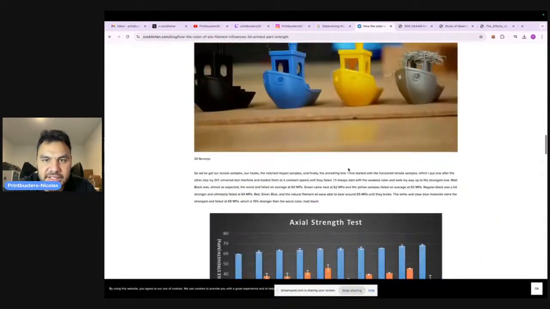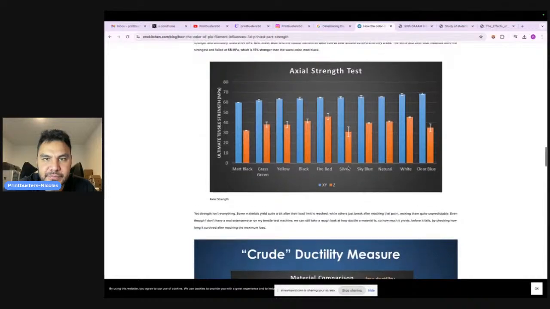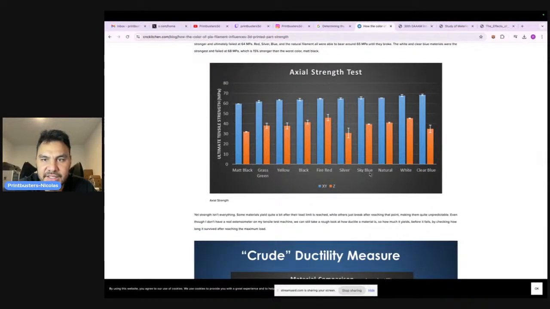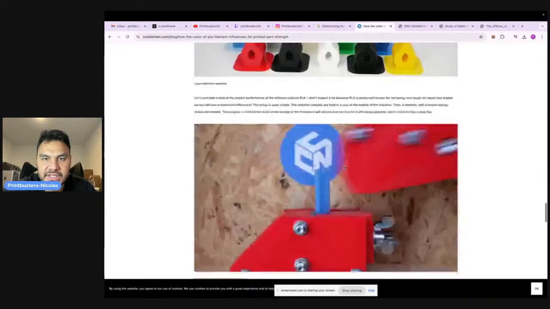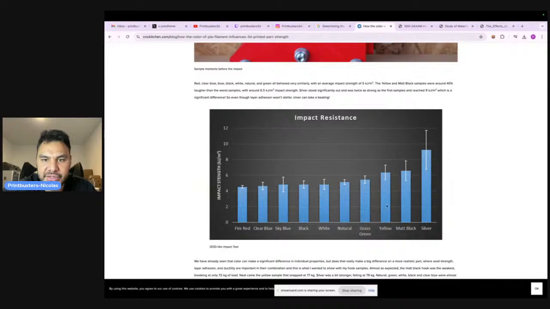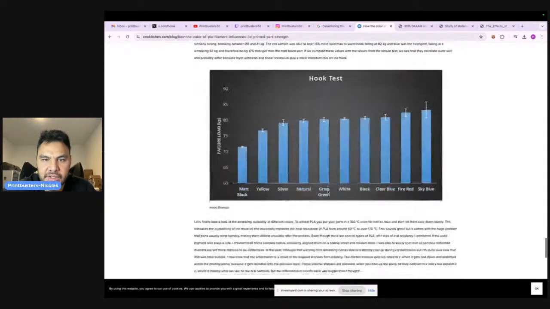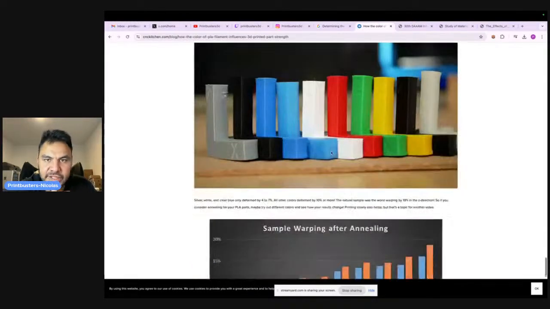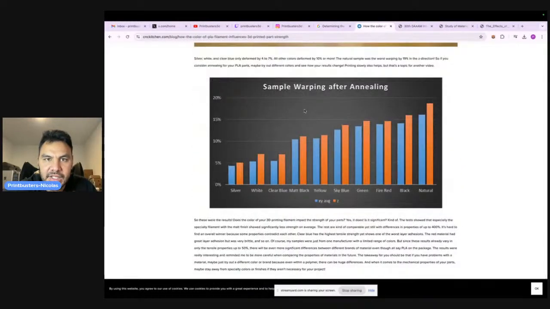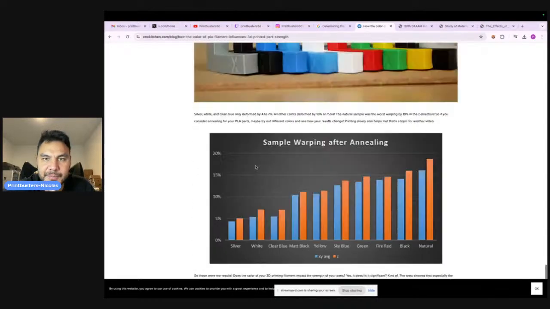Let's see the CNC Kitchen. Axial strength test. White is here. And then white is here. That's for the ductility. Impact resistance, white is here. Similar to natural, a bit lower. Hook test, white is here. Similar to black and grass green. Warping, white is here. So almost the least amount of warping.